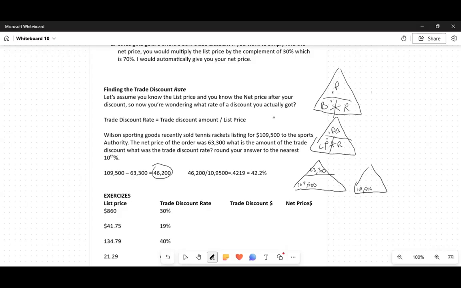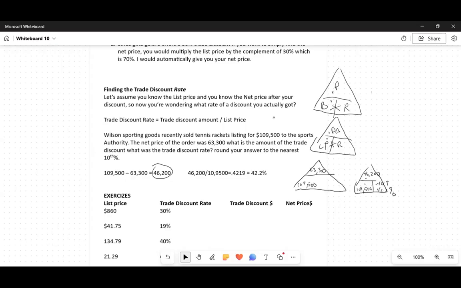Again, that's list price. And then here's the discount amount of 46,200. If I divide those two, it would give me the rate. So if I divide 46,200 by 109,500, it comes up to 0.4219, or 42.2%. So that was the rate of change. What was the discount rate? It was 42.2%. That's what I got.